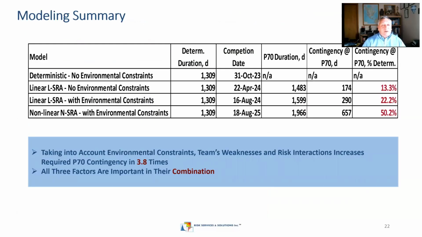This is a summary of the modeling exercise, 3 models: linear SRA with and without environmental constraints, and the nonlinear Monte-Carlo model. So those are the numbers we just discussed, contingency numbers. And as you see, P70 increased 3.8 times. So all 3 factors should be taken into account in their combination in SRA models. The same thing might be done for cost and schedule risk analysis, but it's outside of the scope of this presentation.